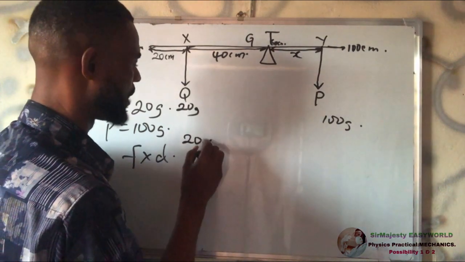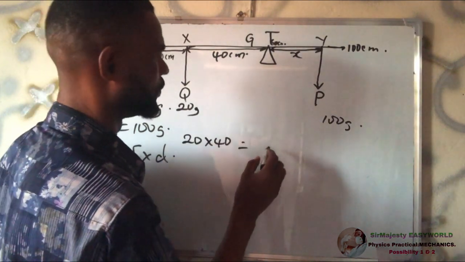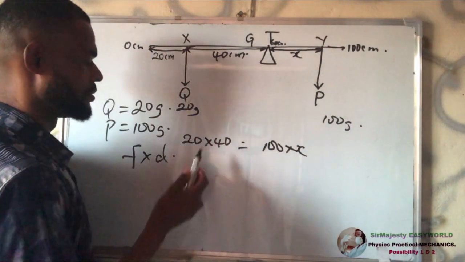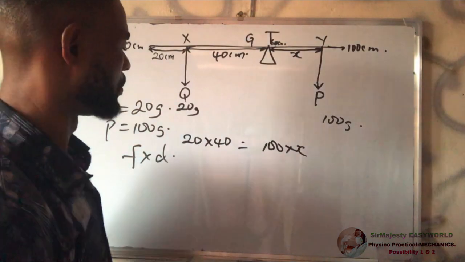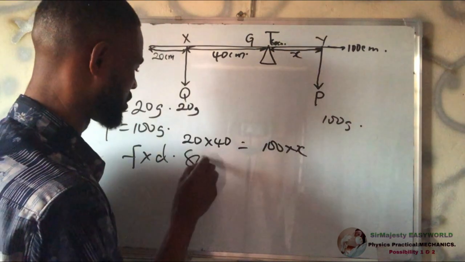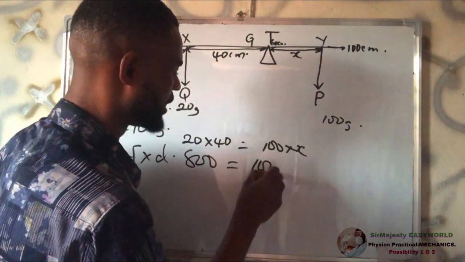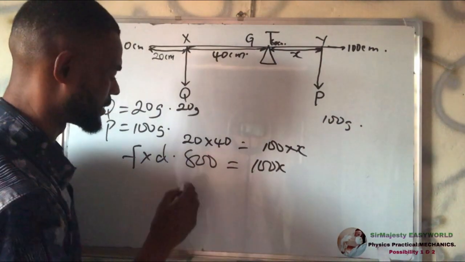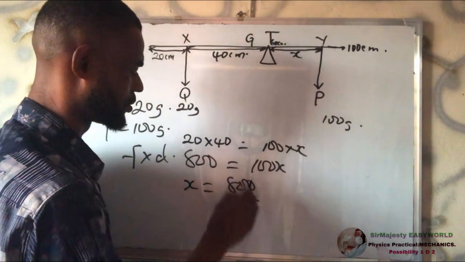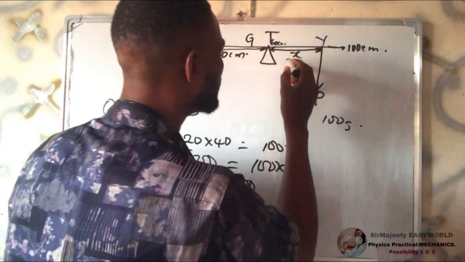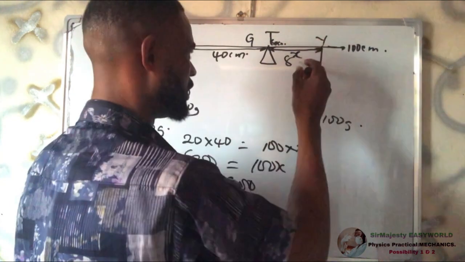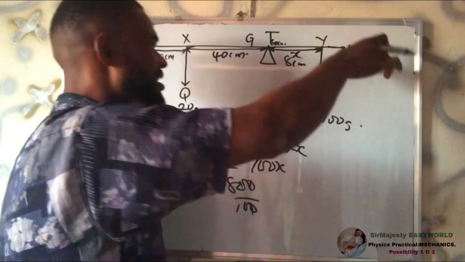20 multiplied by 40 is equal to 100 multiplied by x. Simple. And 20 multiplied by 40 will give us 800. And this is equal to 100x. Very simple. You now calculate your x. The x is equal to 800 divided by 100. You cancel, you get 8. So which means that from this point to where this mass should be positioned is 8 cm.